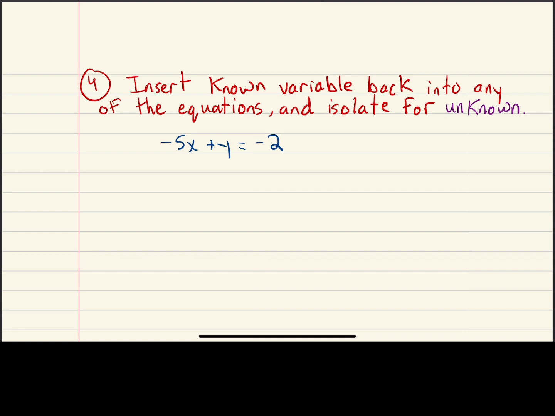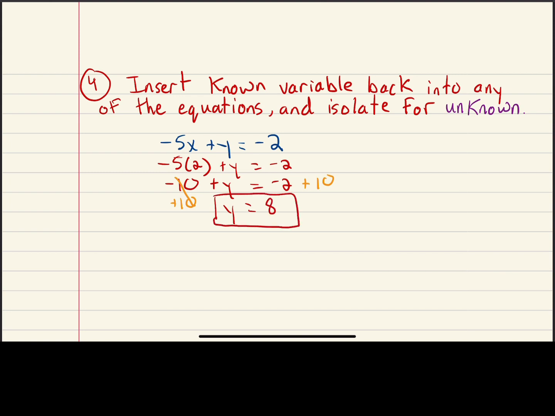Since I solved for the x the first time, I'm going to plug it in and now get the y. So into this equation, that would be negative 5 times x equals 2, plus y is equal to negative 2. That would give me a value of negative 10 plus y is equal to negative 2. Now we're going to add 10 on both sides. And then that would give us y is equal to negative 2 plus 10, which means that y would be equal to 8. And so the solution for this system is (2, 8).